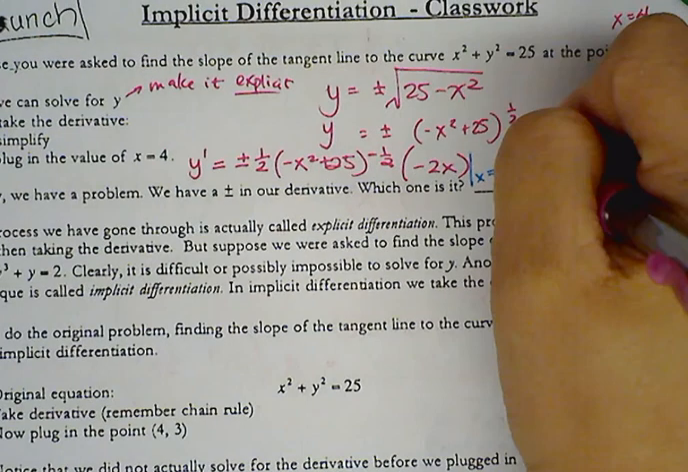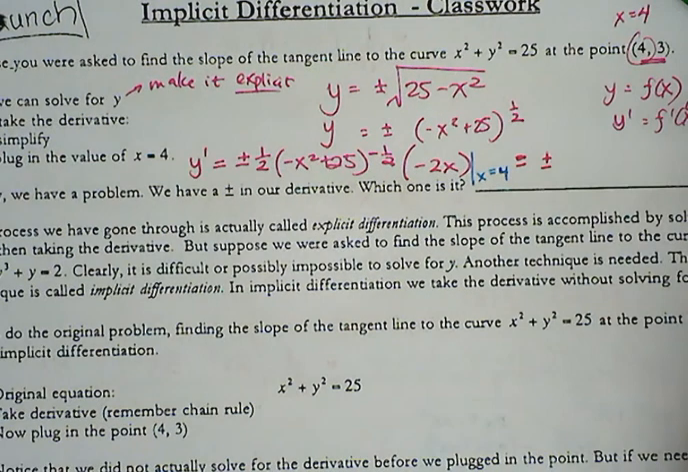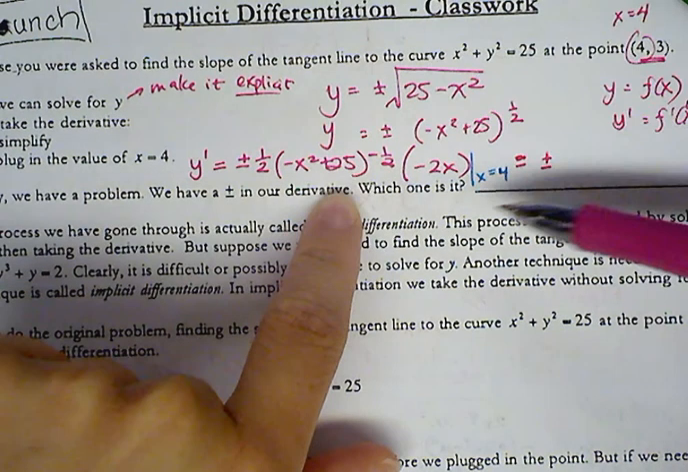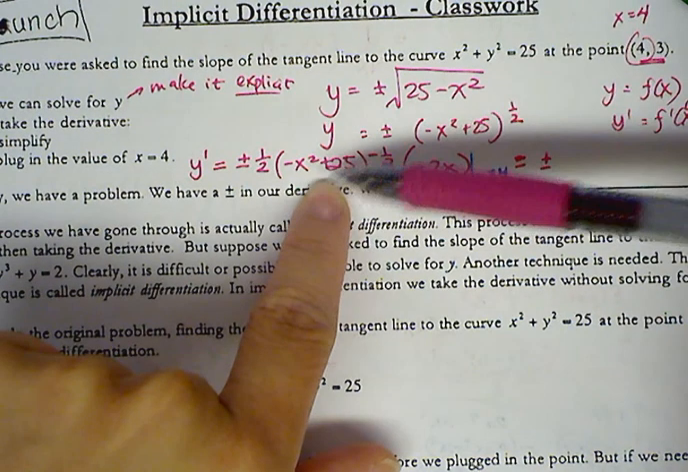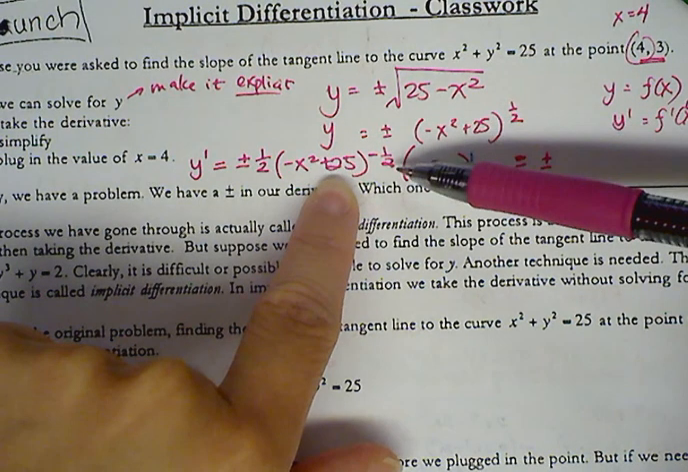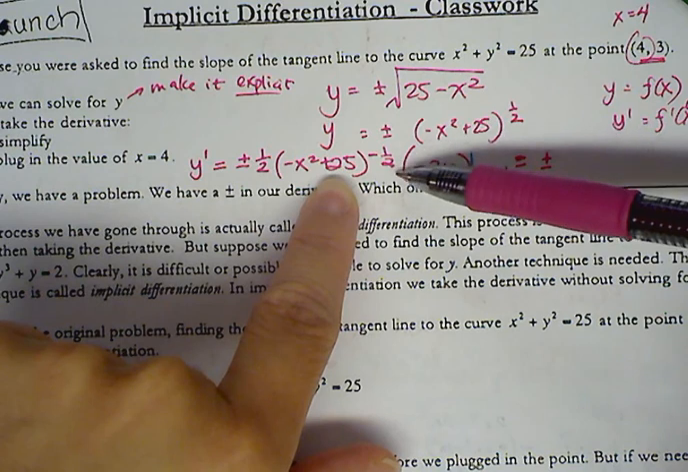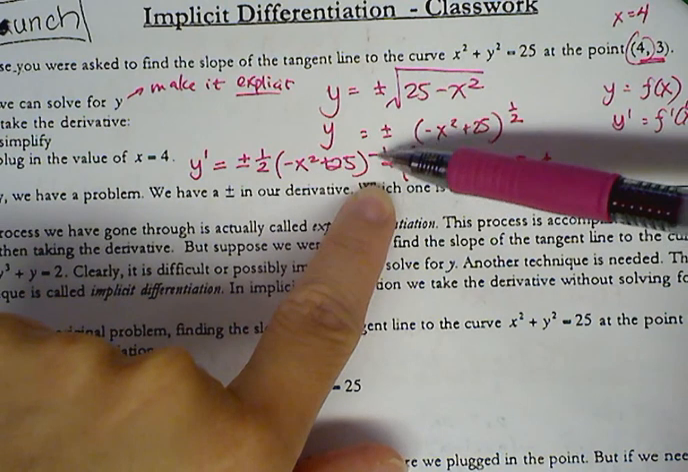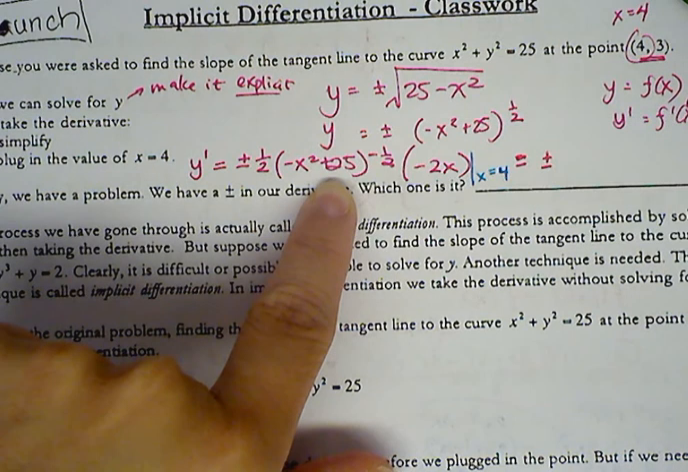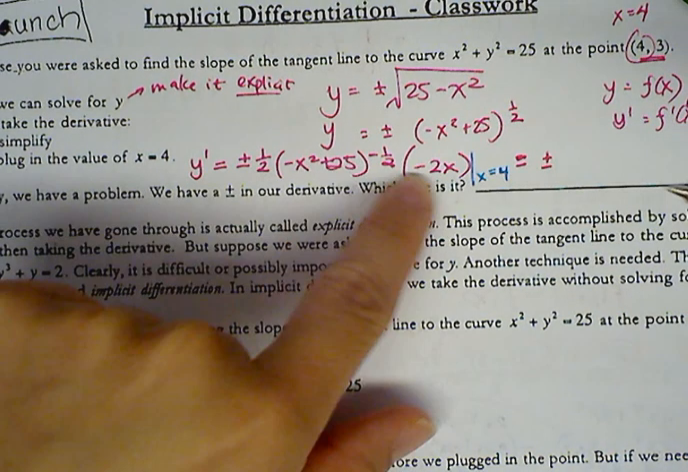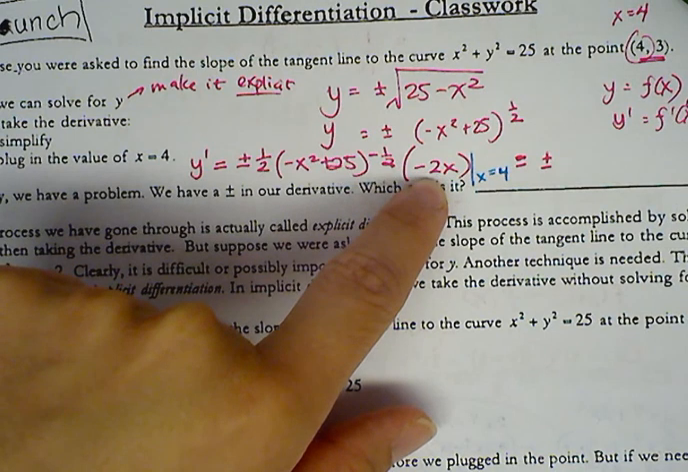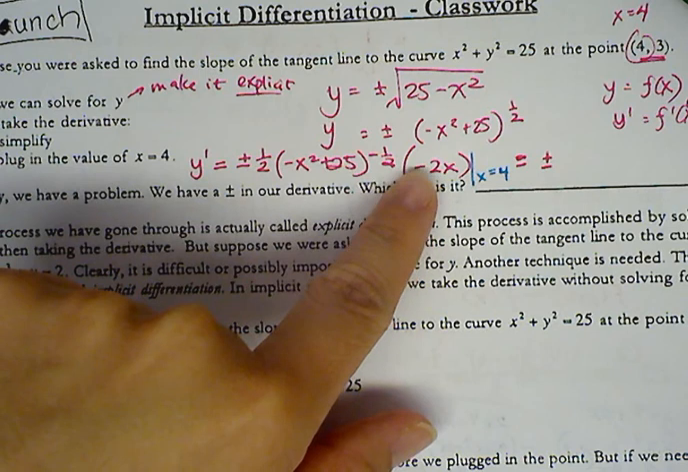Plus or minus 1/2 times, okay, 4 squared is 16. So 25 minus 16 is 9. The square root of 9 is 3, but that's 1/3 because it's a negative exponent. So 1/2 times 1/3 is 1/6, times negative 8, which is 8/6, 3/2?